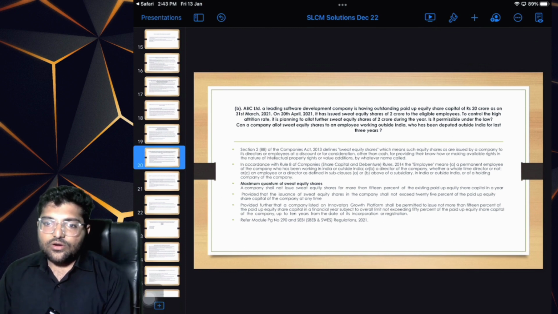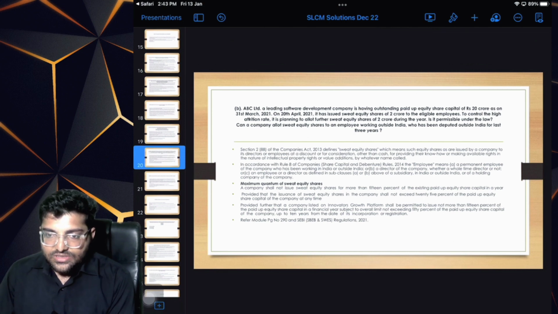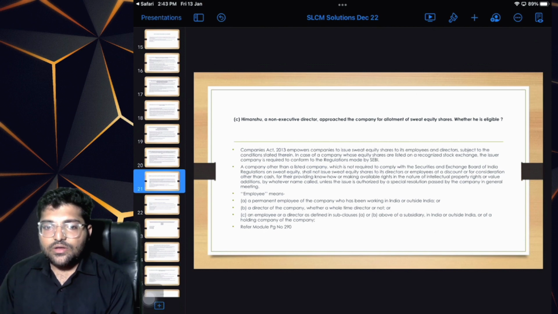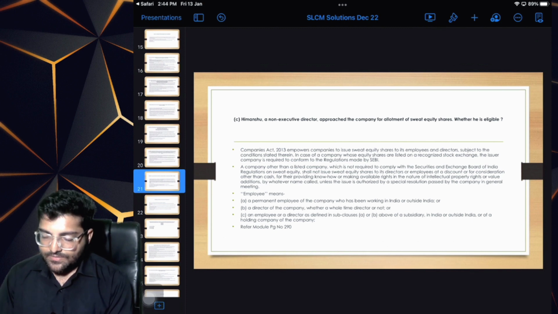And can the company allot sweat equity shares to an employee who has been deputed outside India for the last 3 years? So over here, you need to refer to module page number 290 and the SEBI (Share Based Employee Benefits and Sweat Equity) Regulations 2021. The next question which was asked is: Himanshu, a non-executive director, approached the company for allotment of sweat equity shares, whether he is eligible. So yes, he is eligible, and you need to refer to module page number 290 for this.